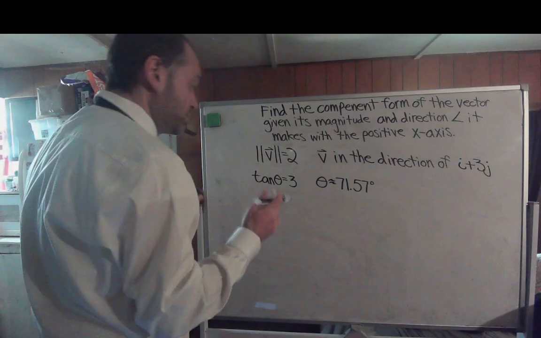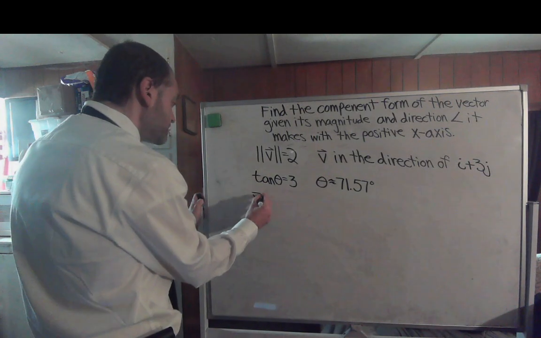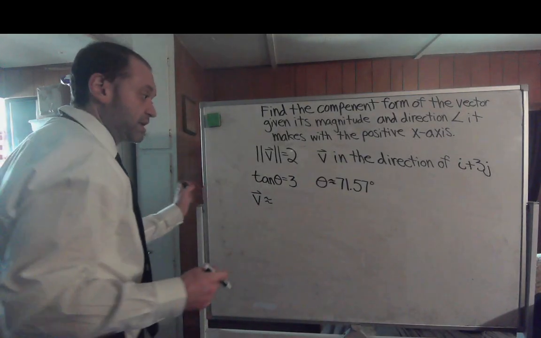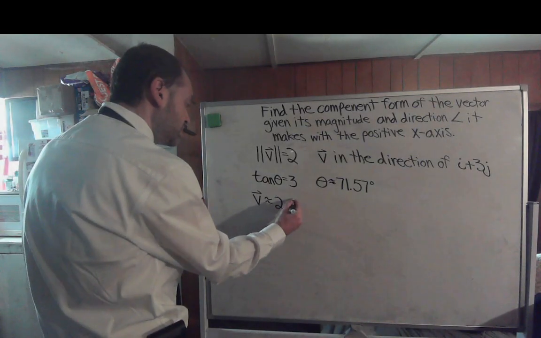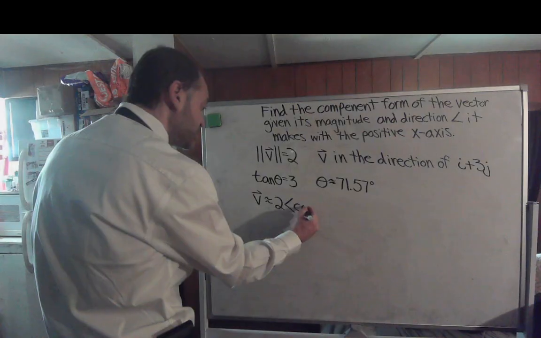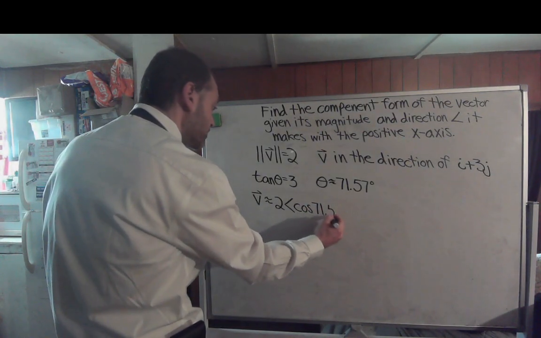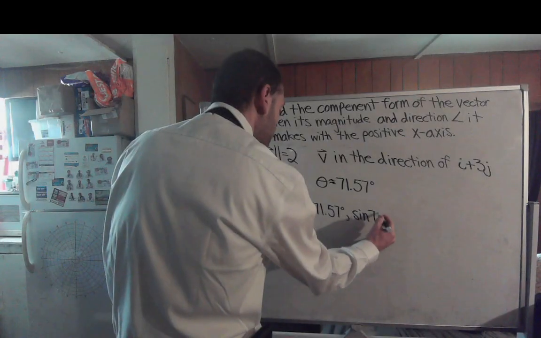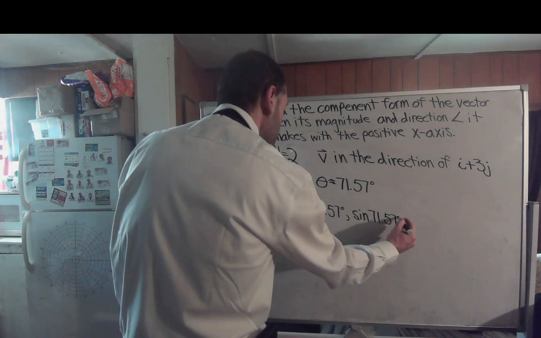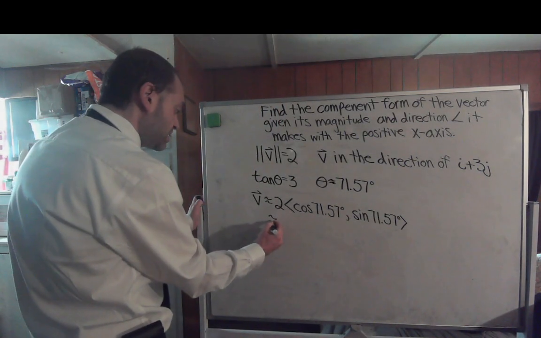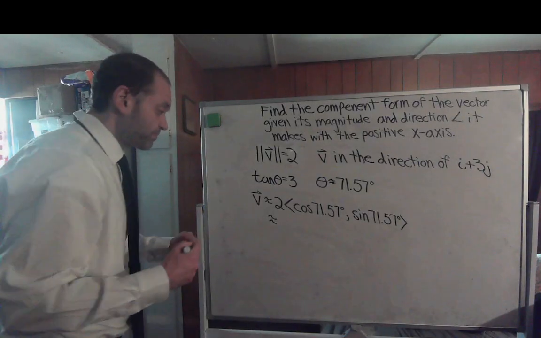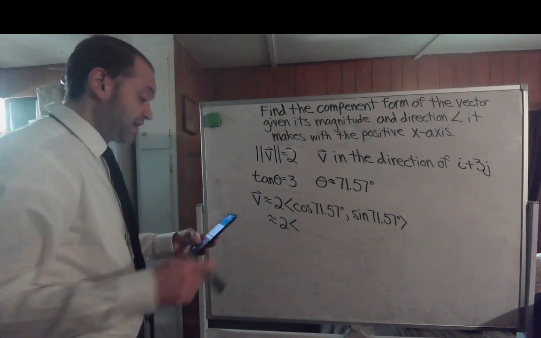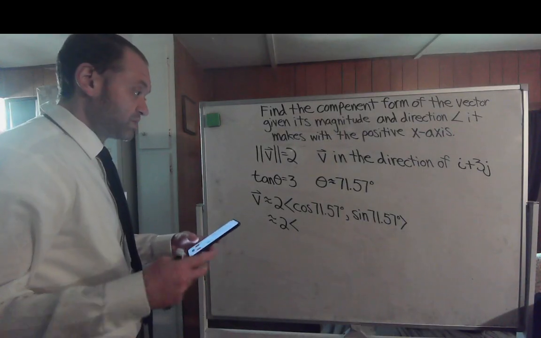Now let's go ahead and do the component form. So vector v would be approximately, and I'm saying approximately because the angle was approximate, that magnitude of 2 times the vector of the cosine of 71.57 degrees, and then the sine of 71.57 degrees. So this would be approximately 2 times, let's figure out what those are going to be. Again, these are going to be approximates because the angle was approximate.